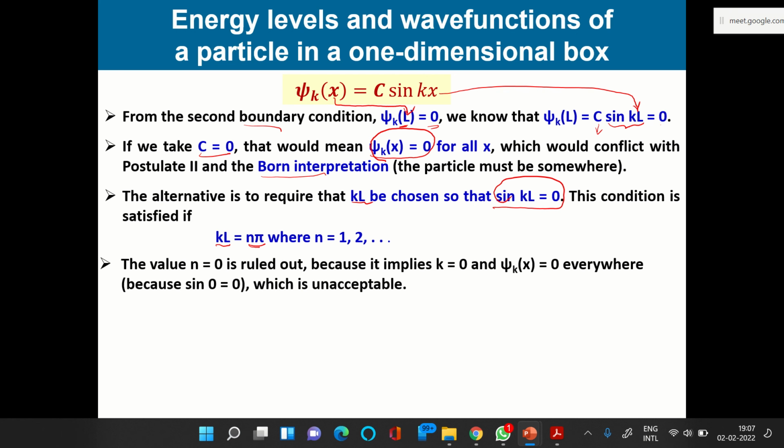The value n is equal to 0 is ruled out, because then again it would mean that k is 0 and psi is 0 everywhere. So n is equal to 0 is not possible. The k is the wave vector, and 2 pi by lambda cannot be 0. So k is what? It is the wave vector.